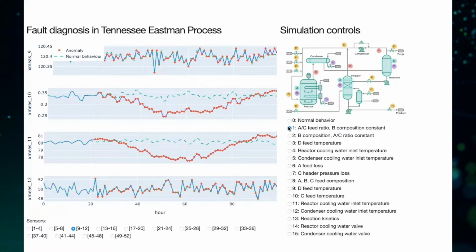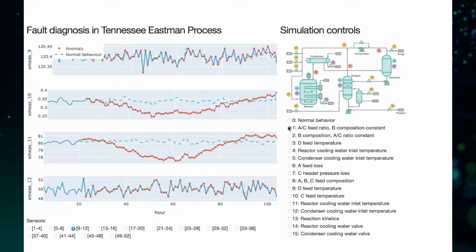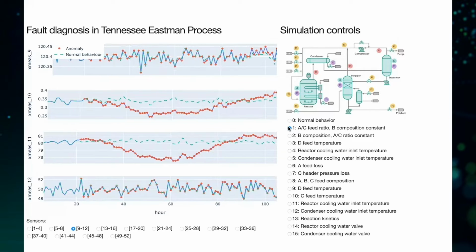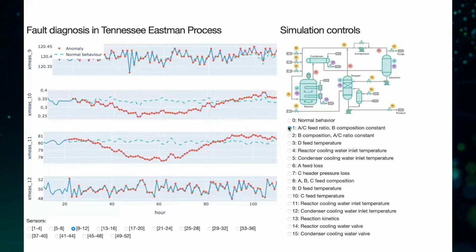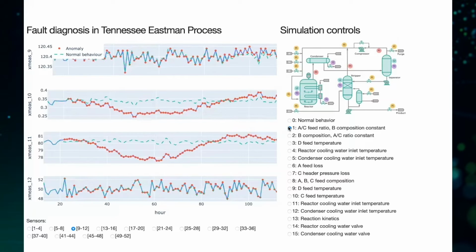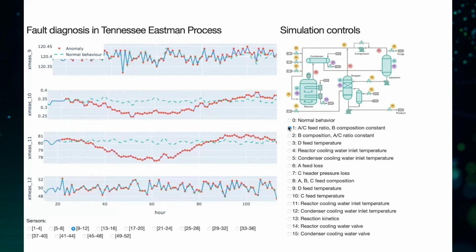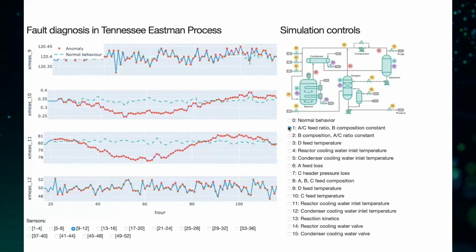Now, the red dots represent the detected anomalies, while the dotted green line shows a simulated normal behavior. As we can see, sensors 10 and 11 show a significant deviation, but 9 and 12 look close to the normal.